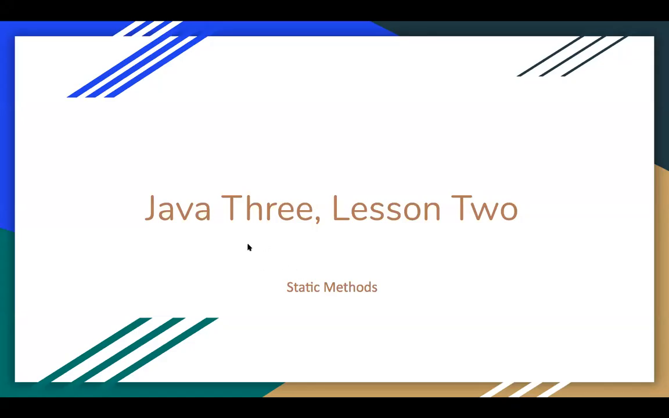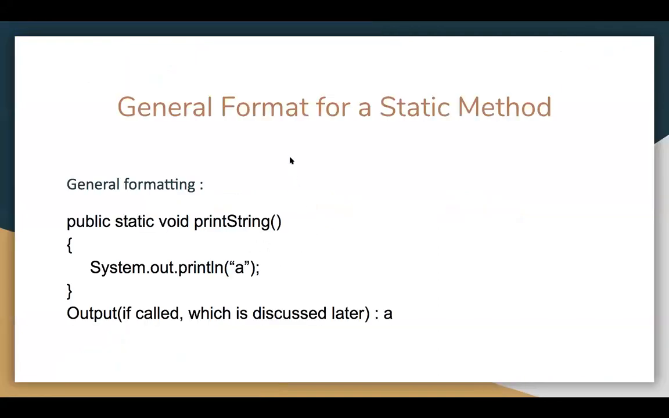Okay, so today is Java 3 lesson 2, and today we're going to be learning about static methods. This is the general format for a static method, and I'll explain what it is exactly later. But you can see here that this is a general formatting, an example of sorts. And the output, if called, and I'll also talk about that later, would be A.